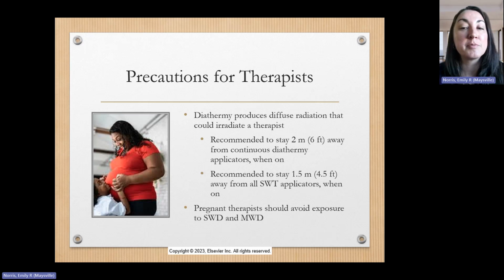And it's recommended that the therapist stay 6 feet away if the continuous diathermy is being used. And if the pulsed diathermy, which is called non-thermal shortwave diathermy, and it's abbreviated SWT, if that's being used, then you need to at least stay 4.5 feet away. But if you're pregnant, you don't use diathermy even on a patient. Okay, so if you're wanting to use diathermy and you're pregnant, just have another therapist set them up on it and you stay away. Stay far, far away.